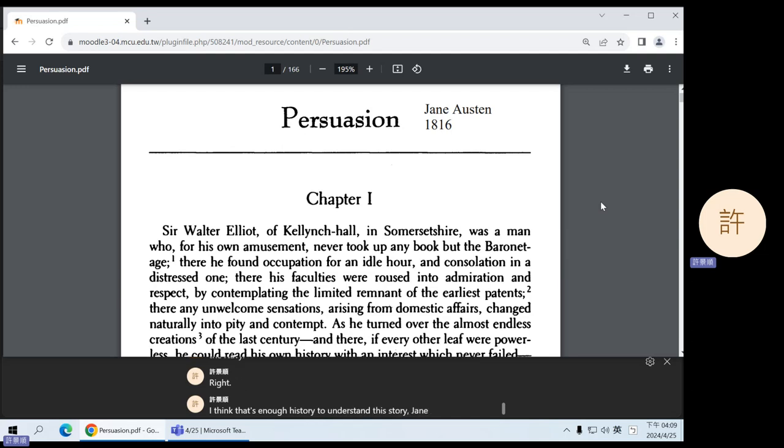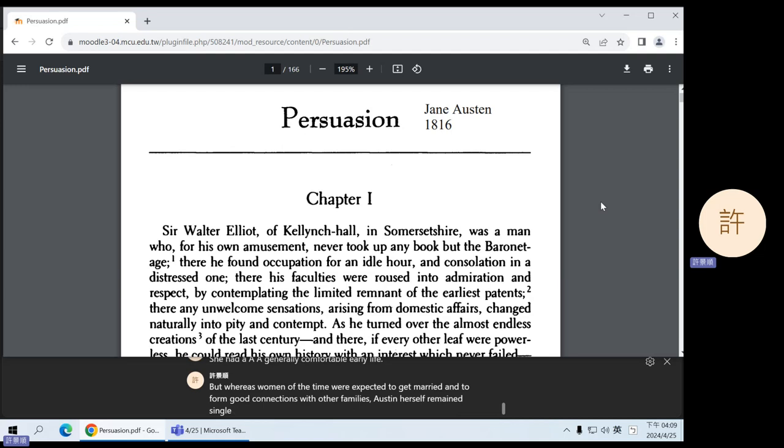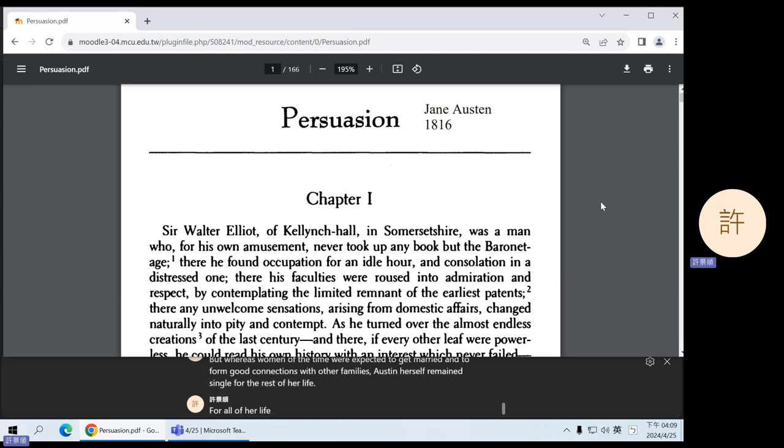Jane Austen grew up in the upper middle class. So her family was not poor, but also not very rich. She had a generally comfortable early life. But whereas women of the time were expected to get married and to form good connections with other families, Austen herself remained single for all of her life. And she put her energy into writing novels.